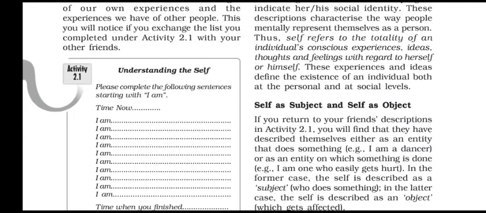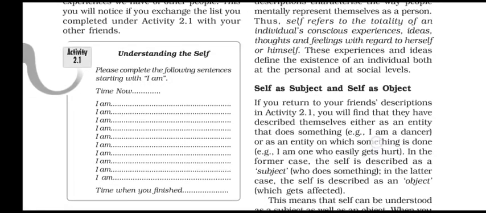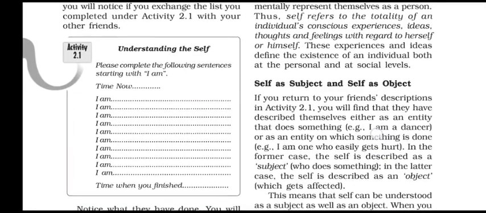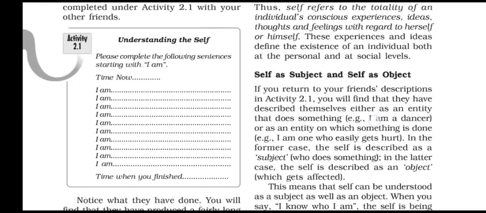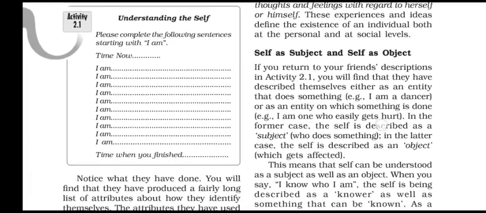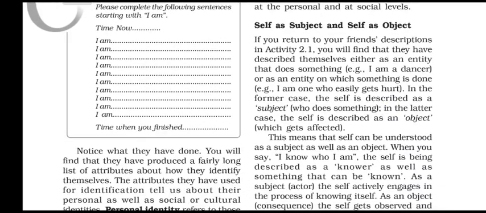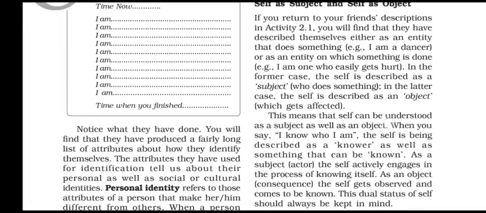These descriptions characterize the way people mentally represent themselves as a person. Thus, self refers to the totality of an individual's conscious experiences, ideas, thoughts, and feelings with regard to herself or himself. These experiences and ideas define the existence of an individual both at the personal and the social levels, self as subject and self as object.